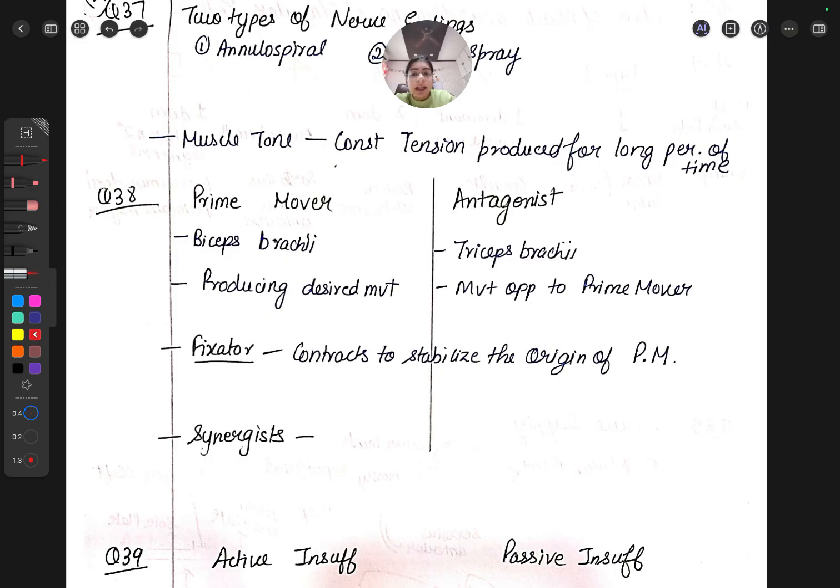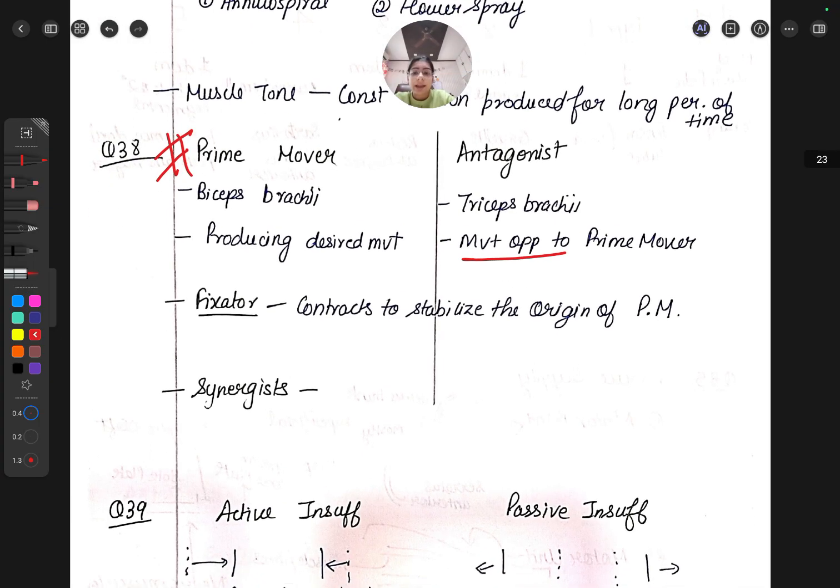Next is prime mover and antagonist. This is also an important concept. Prime mover: I want to flex my elbow. This is flexing, right? The biceps brachii will help, right? But the antagonist is moving against the action, right? Antagonist is like against. So movement opposite to the prime mover is antagonist.